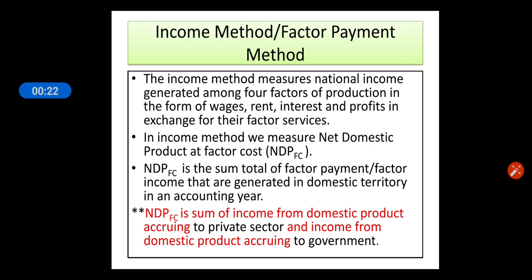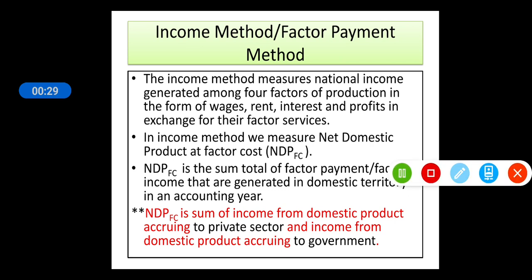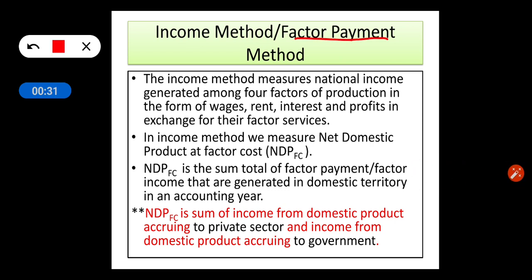But in income method, we check the income paid by the producer to the factors of production, or we call it factor payment. Or we check the income received by the factors of production from the production unit, or we call it factor income. So in income method, we take the sum of factor payments or the sum of factor incomes. Now what is this factor payments and factor income?